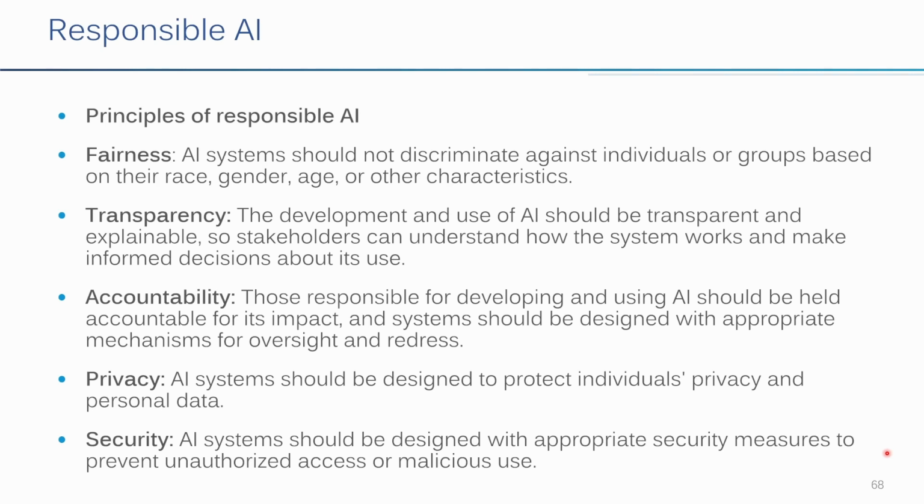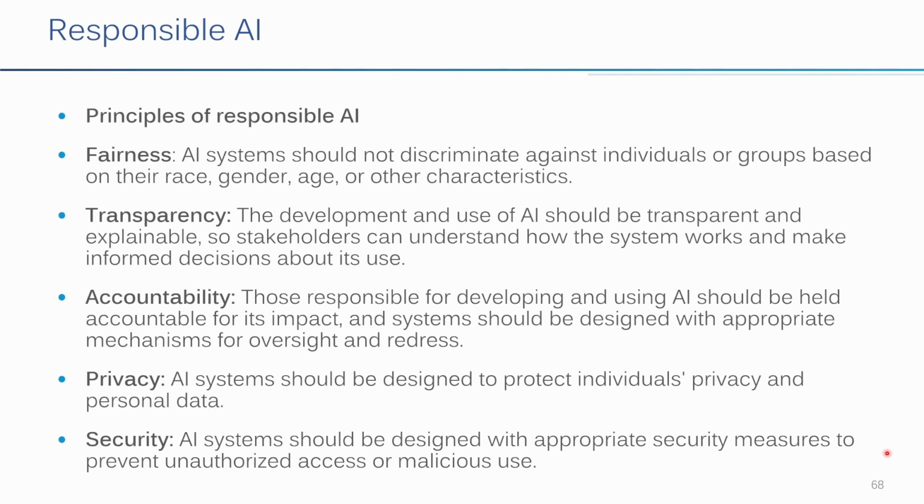Accountability is with respect to those responsible for developing and using AI should be held accountable for its impact, and systems should be designed with appropriate mechanism for oversight and redress. Usually accountability is mostly related with something goes wrong, but it also can be used to improve things. If you know who is responsible for developing, who is responsible for the use, if something is not on the right track, or if you want to make questions about, you can hold someone accountable, and hopefully the process will be cyclical and you make things better.